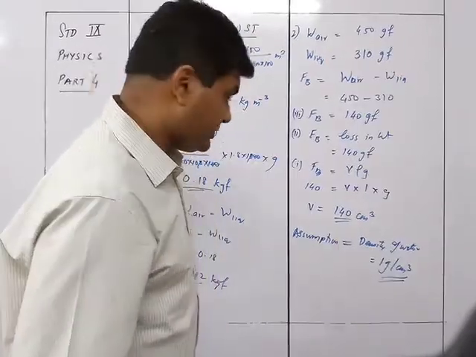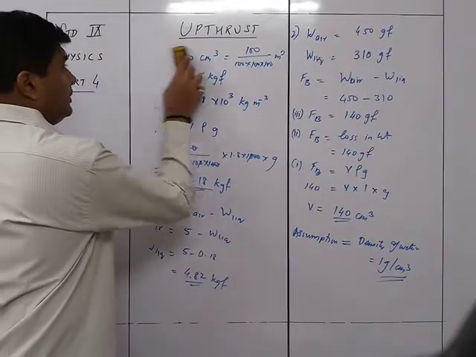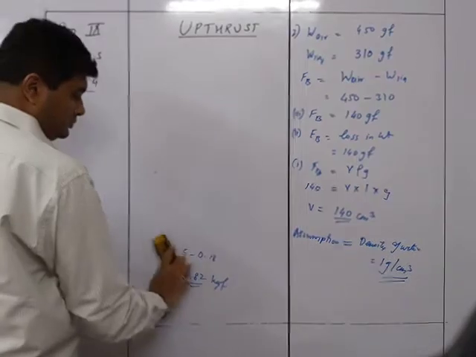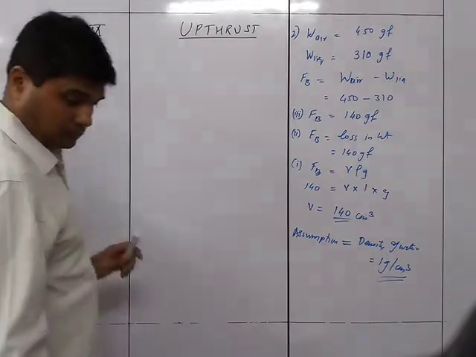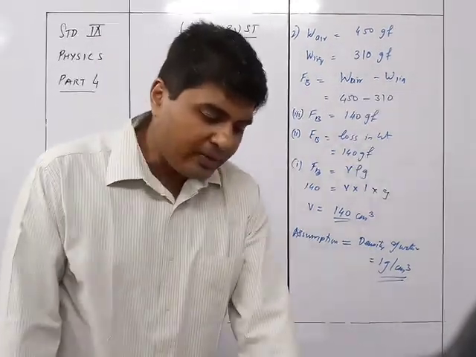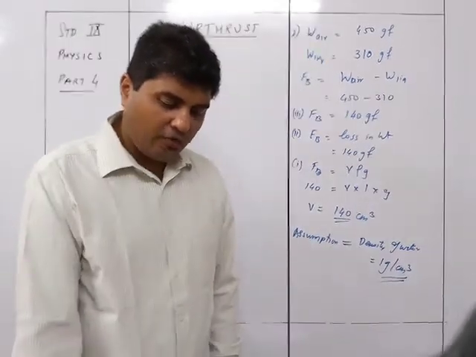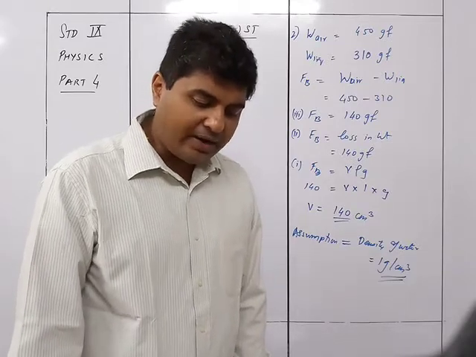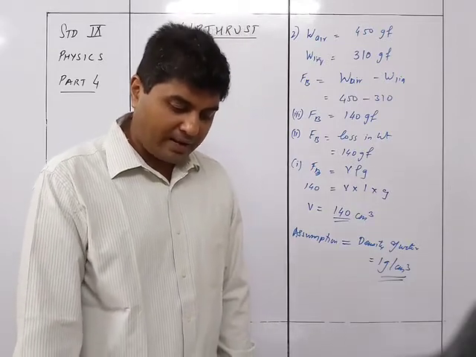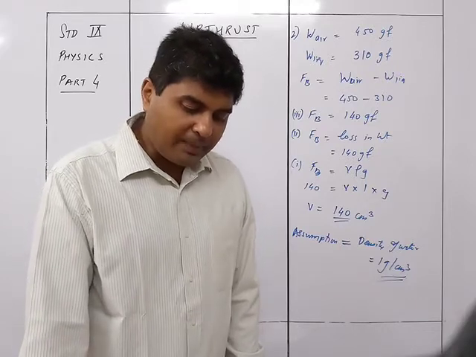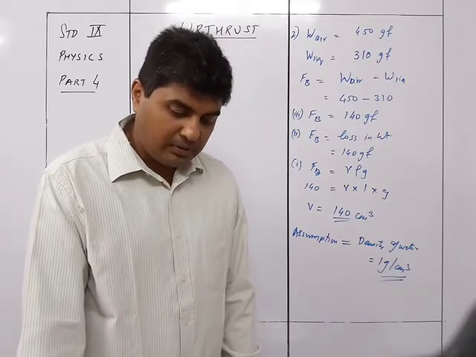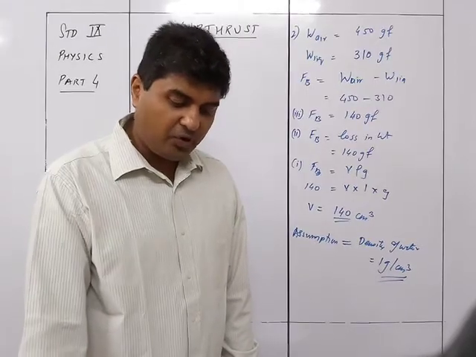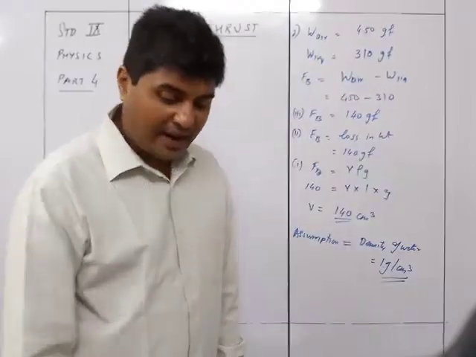We now move on to sum number 3. You are provided with a hollow iron ball A of volume 15 centimeter cube and mass 12 grams and a solid iron ball B of mass 12 grams. Both are placed on the surface of water contained in a large tub. Find upthrust on each ball. Which ball will sink? Give reason for your answer. Density of iron is 8 gram per centimeter cube.